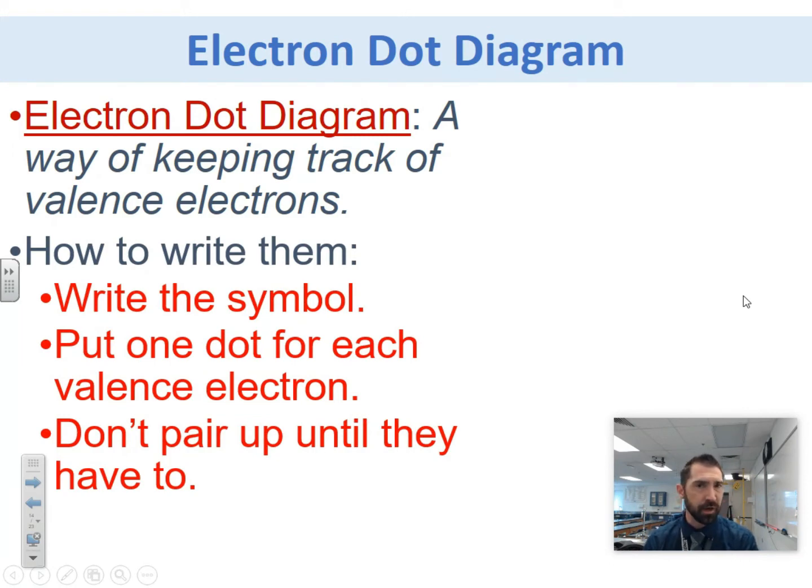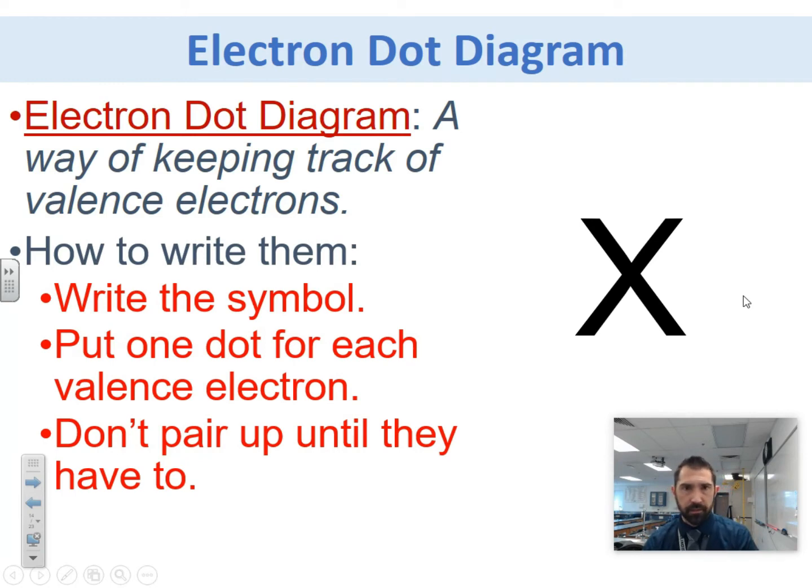Otherwise, if you've watched me do a couple of them, I don't think it's going to be too much effort for you. First thing you're going to do is write the symbol. And I'm going to make up a symbol here, X, not on the periodic table, we're just making this one up. And then what we want to do is put a dot, thus the dot diagram, but a dot for each valence electron. And you don't want to pair up until they have to. That's it. Those are the 3 rules.